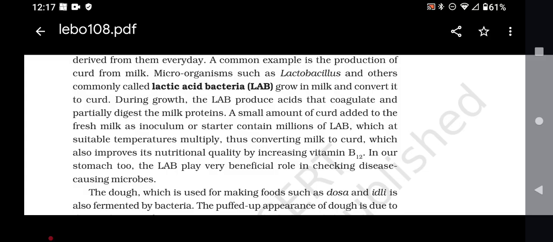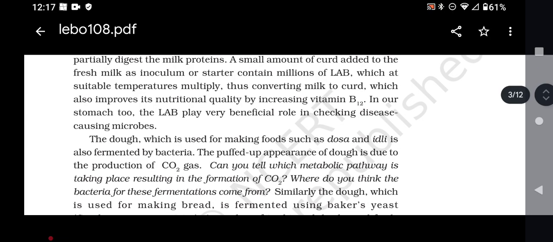A small amount of curd added to the fresh milk as inoculum or starter contains millions of LAB, which at suitable temperatures multiply, thus converting milk to curd, which also improves its nutritional quality by increasing vitamin B12. In our stomach too, the LAB play a very beneficial role in checking disease-causing microbes.